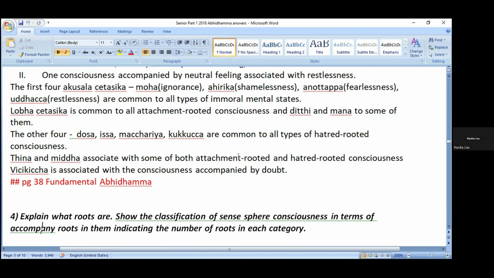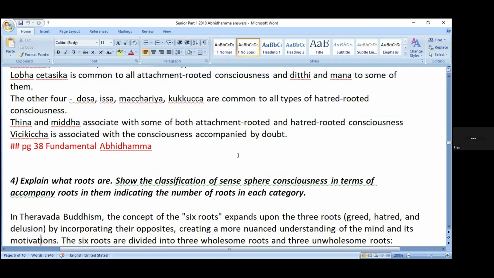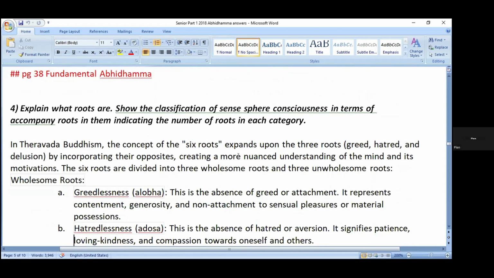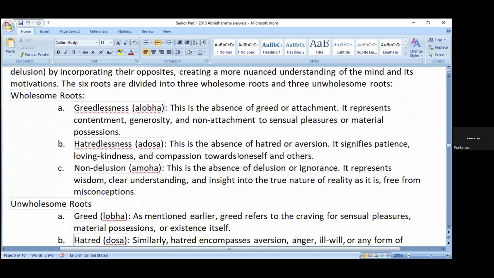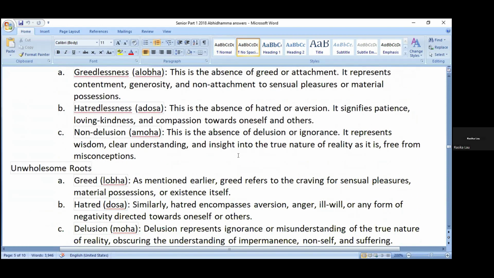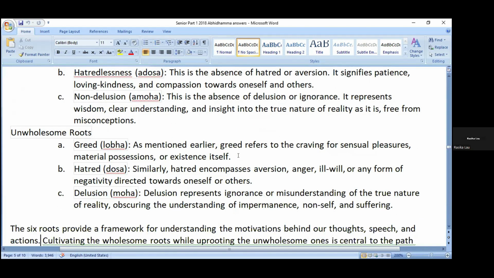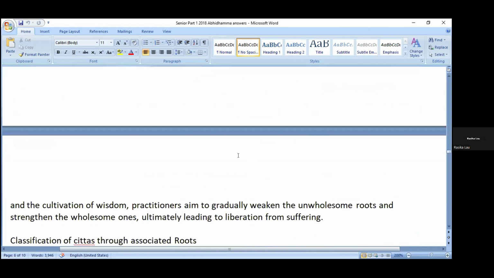Okay, let me show you my explanation here. 6 roots, as you all know: explain greed, hatred, delusion. 3 roots of good and 3 roots of evil. So you need to explain clearly to the examiner. The 6 roots provide a framework for understanding motivation through our thoughts, speech, and action. So this one I explain about.